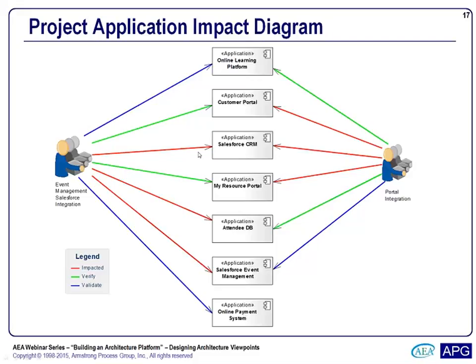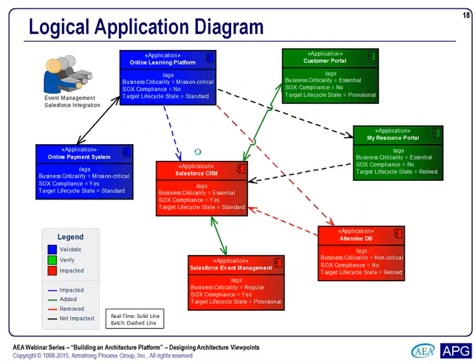Here we see the logical application diagram for the Event Management Salesforce Integration Project. So again, we're showing two types of impacts, impacts on the application as a whole, as well as impacts on the interactions between the applications. And then we're also demonstrating the nature of the interactions themselves. Real-time interactions are solid lines, and batched interactions are dashed lines. So here we're saying that in this particular project, Salesforce, CRM, event management, and the attendee databases are apps that are going to be impacted.